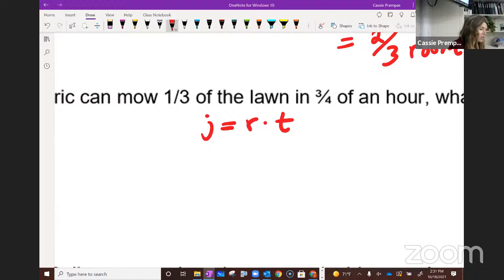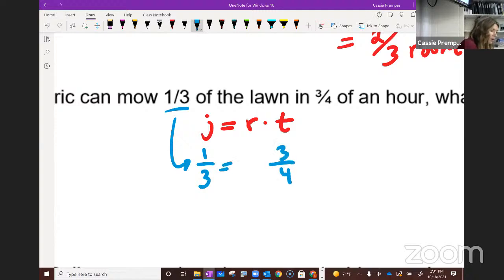So how much of the job does it say that Eric can do? 1/3. So he can do 1/3 of the job. And what's the time he can complete that in? 3/4. Awesome. So if I'm using that to solve for rate, I do have to know, how do I get rid of this fraction?